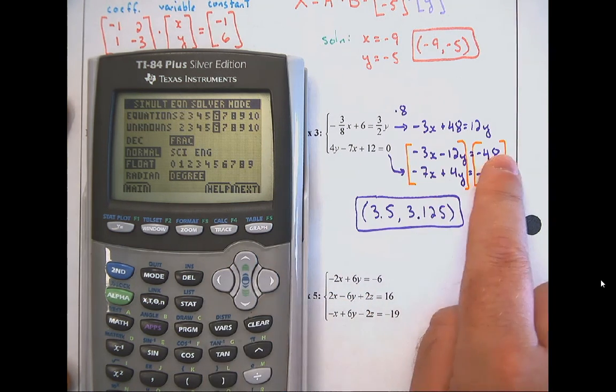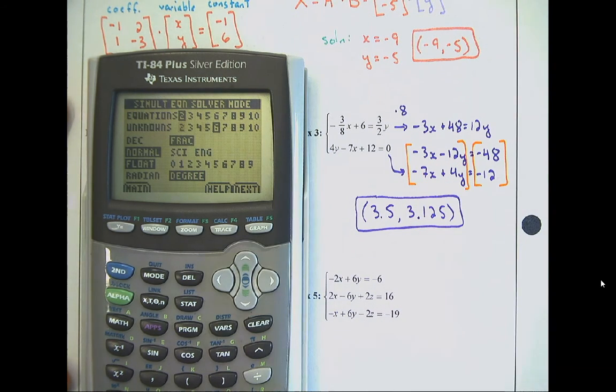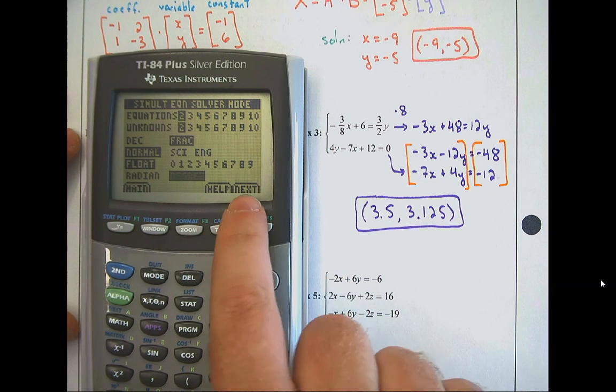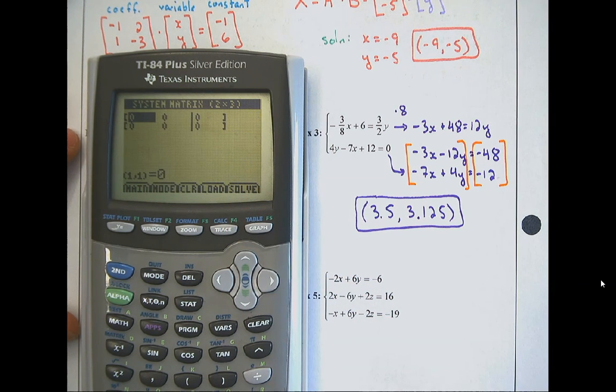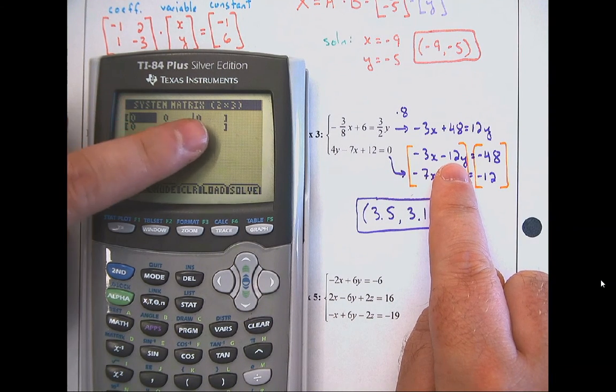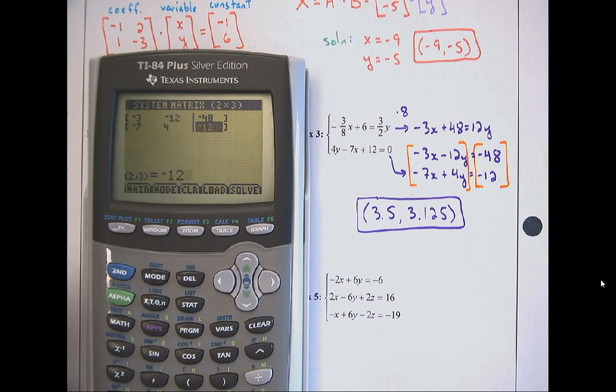I have 2 equations, enter, and I have 2 variables, 2 unknowns, enter. The rest of this stuff doesn't really matter what you have there. Now I'm going to hit next. This is going to give me the coefficient matrix and the constant matrix in one screen. -3, -12, -48, -7, 4, and -12.